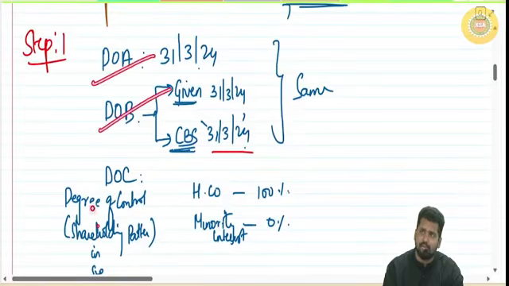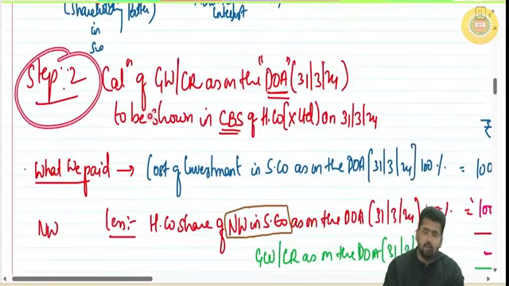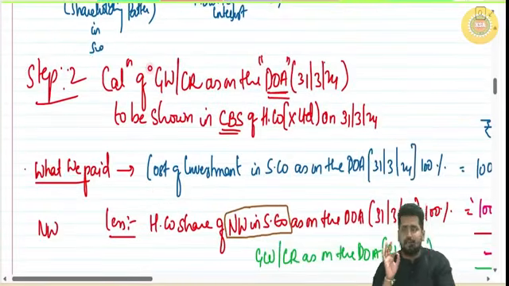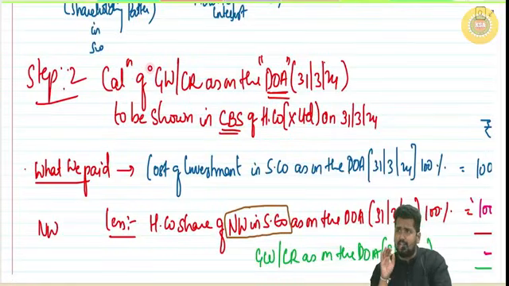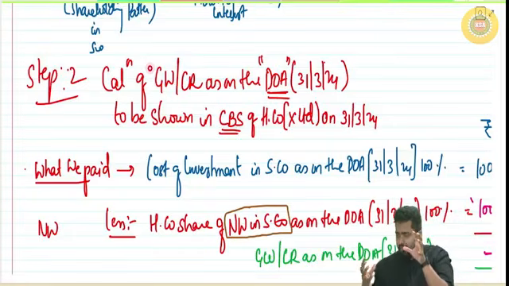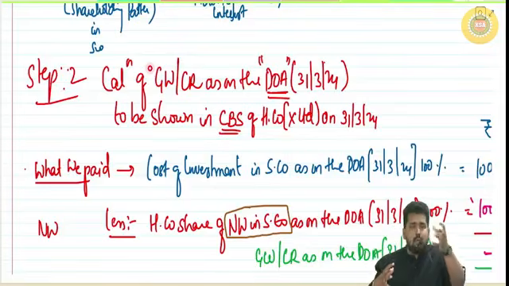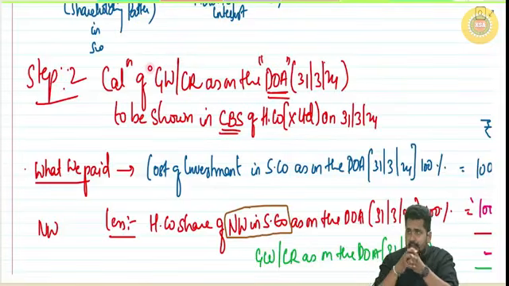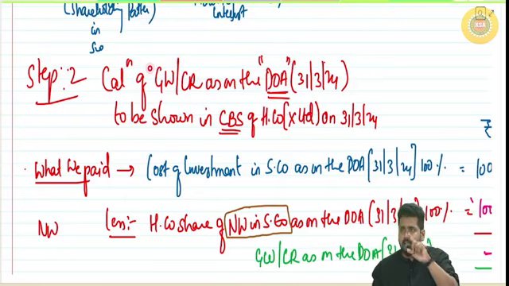What is it? DOA, DOB, DOC. Okay, step number 2. What we have to do is calculate goodwill or capital reserve as on the date of acquisition only. Sir, why on the date of acquisition? When you are getting control, whatever net assets you are acquiring, for that you are paying something. If you pay more than the net worth you are getting, that is called goodwill.